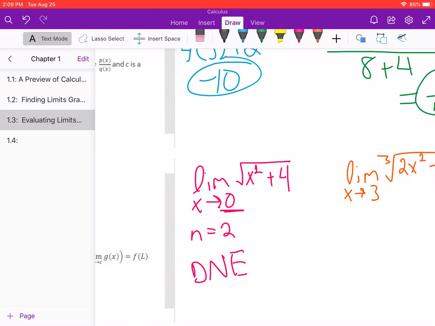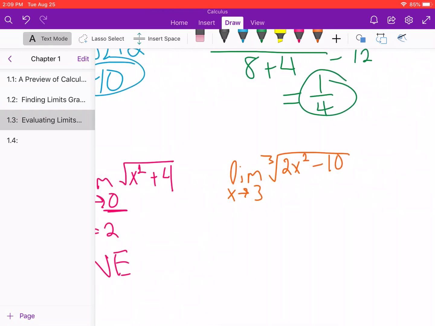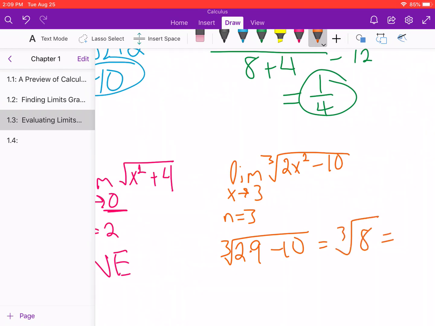All right, for the next one, over here, same thing. I'm going to look and see what my index is. 3, which is odd, so we can just plug it in like normal. So let's find the cube root of 2 times 3 squared, which is 9, minus 10. So 2 times 9 is 18. 18 minus 10 is 8. So the cube root of 8, which is just 2. So our limit is 2.